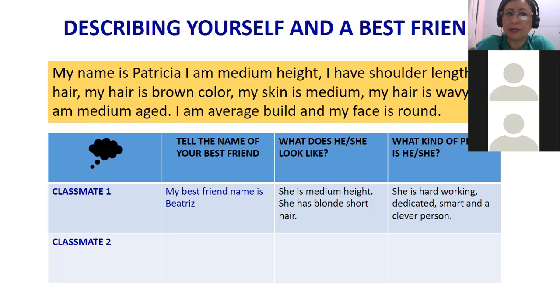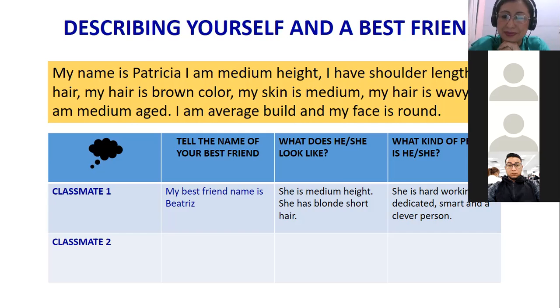Okay, my best friend's name is Victor. He has blue eyes, and he is very friendly, smiley, and funny. Excellent. Okay. My best friend's name is Rosenberg. He's tall, and he has short hair. He is dedicated and friendly. Okay, very good, excellent. Good descriptions.